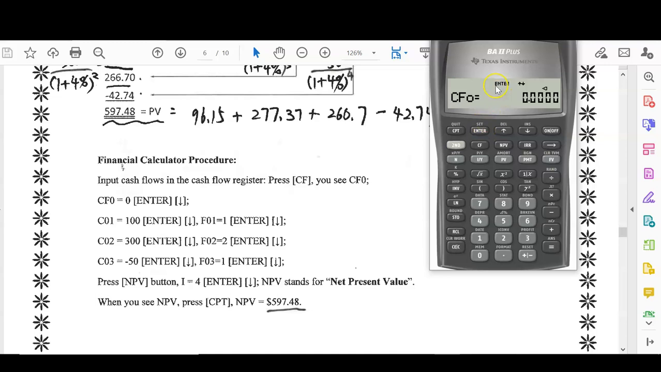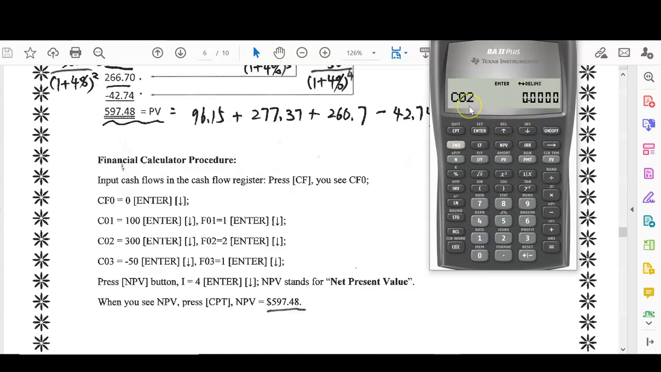On the screen you can see the enter sign, so you know we can use enter to input the numbers. And we can use the up or down button to switch to the next cash flow, C01. It means cash flow at time 1. We know it's 100. Enter. Down button. We come to F01. This is the frequency for the first cash flow. We know we only have one 100, so we input or keep it as 1. Enter. Down button.